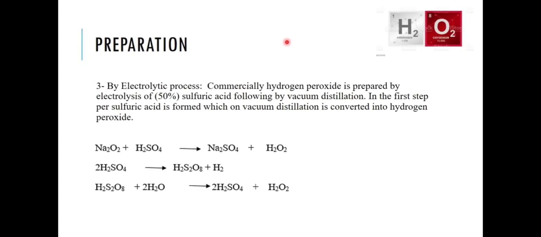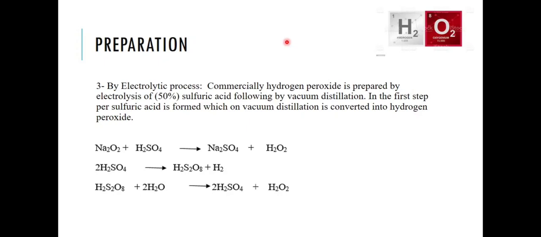The next one is the electrolytic process. Commercially, hydrogen peroxide is prepared by electrolysis of sulfuric acid followed by vacuum distillation. In the first step peroxydisulfuric acid is formed, which is heated. It will give Caro's acid or peroxysulfuric acid, H2SO5. Then Caro's acid on hydrolysis gives sulfuric acid and hydrogen peroxide.